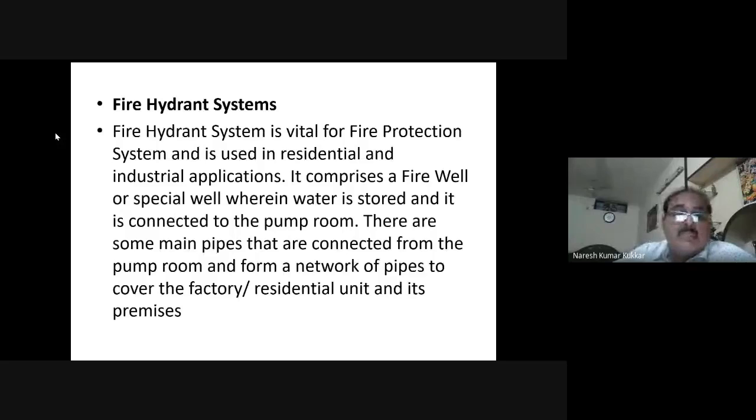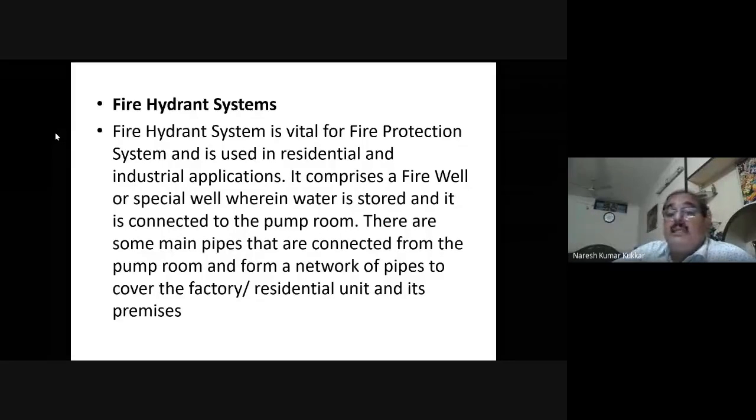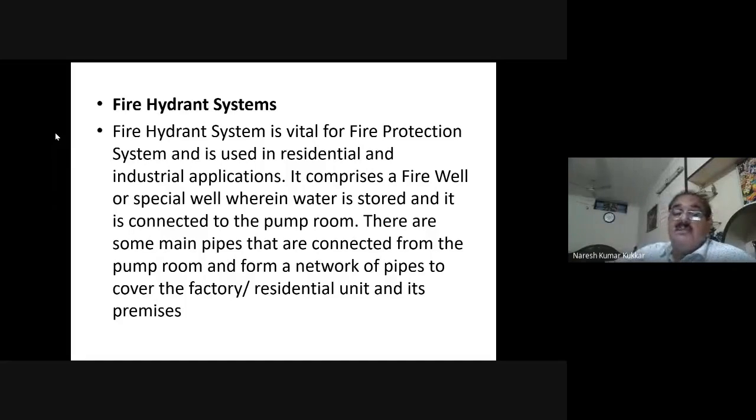I will show you. A fire hydrant system is a vital fire protection system and is used in residential and industrial applications. It comprises a fire well or special well wherein water is stored and it is connected to the pump room. There are some main pipes that are connected from the pump room and form a network of pipes to cover the factory, residential unit, its premises.